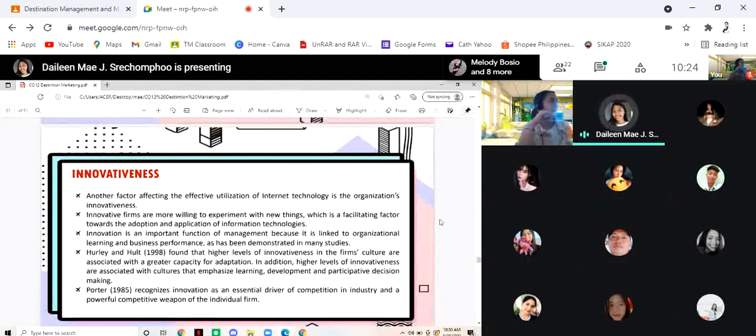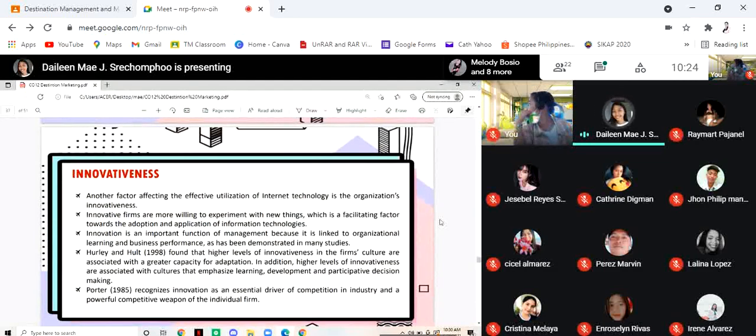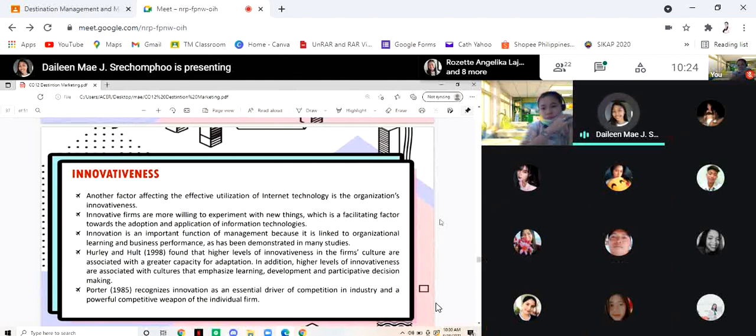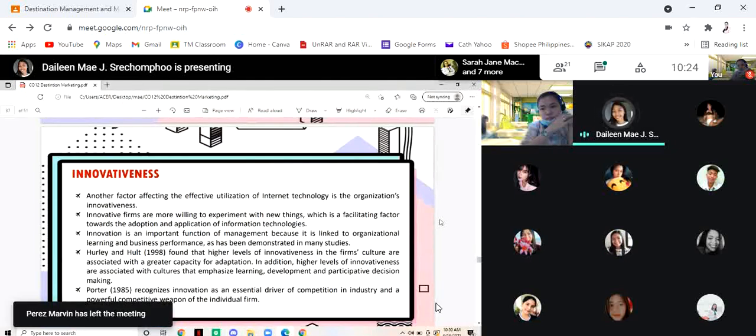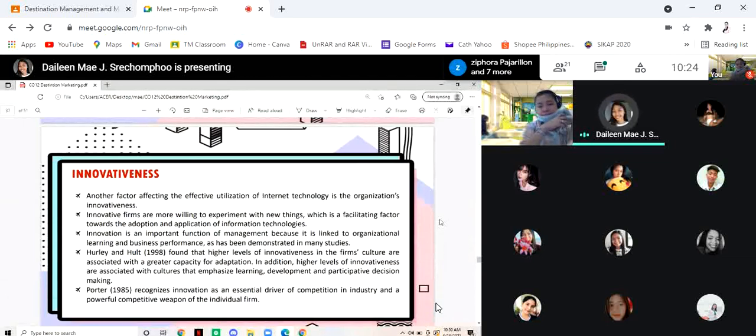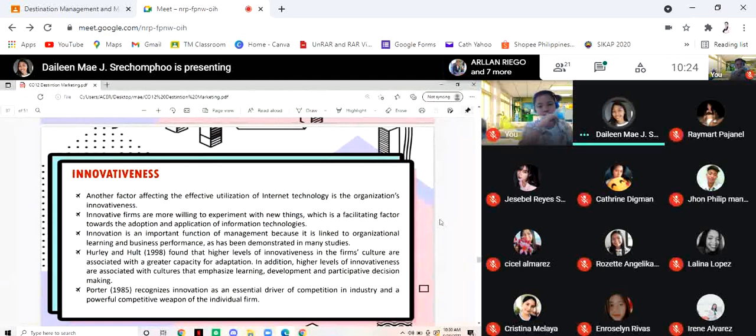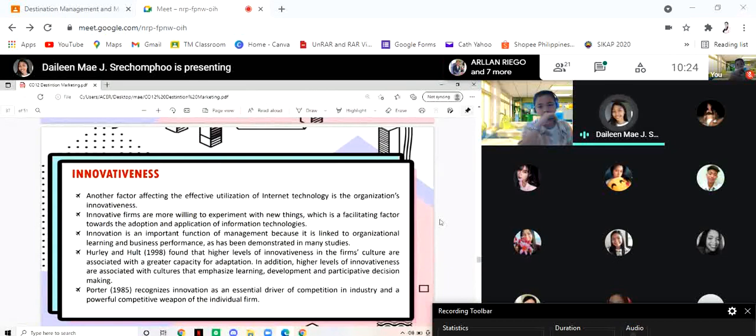Innovative firms are more willing to experiment with new things, which is a facilitating factor towards the adoption and application of information technology. So, kapag yung CVB daw ay innovative, mas willing silang mag-experiment dun sa mga makabagong technology na maaari nilang magamit towards success. Ay para maabot nila yung success. Mas mabilis silang maka-adapt dun sa mga bagong pamamaraan na magagamit nila para sa kanilang pagtatrabaho.